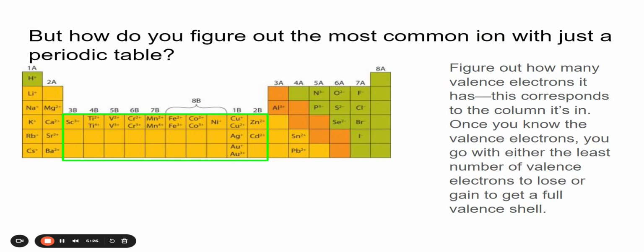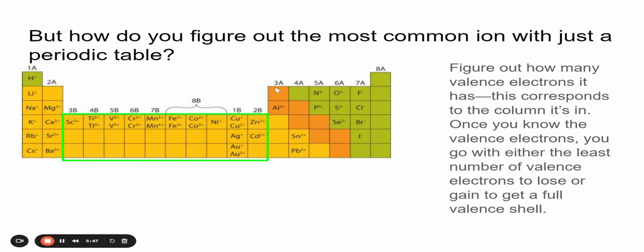I'm going to use some more of those Bohr model diagrams that I was showing you, but it's a pretty common thing for us to be able to just hand you a periodic table and figure it out. So first thing you do is you figure out how many valence electrons an element has, and this is going to correspond to the column that it's in.